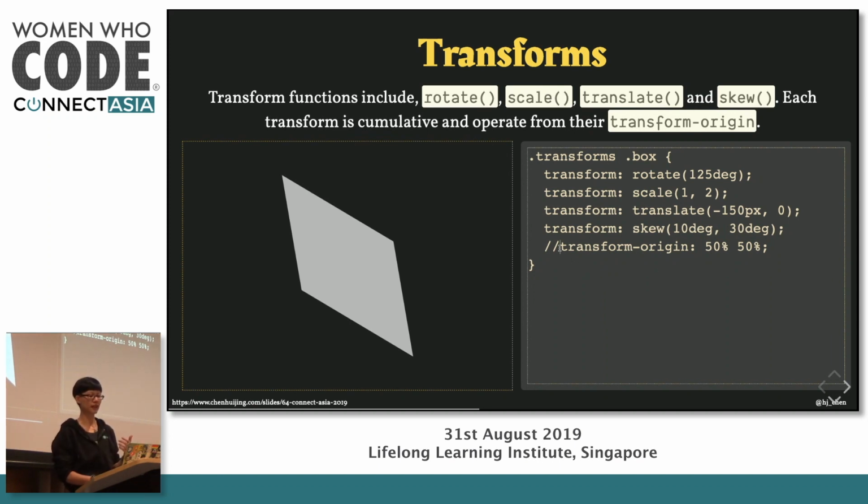One thing to note is that there's a transform origin, which defaults to 50%, meaning the transform takes place from the center of the shape. You may not necessarily want that. For example, let's go back to rotate. I'll turn all these off first.